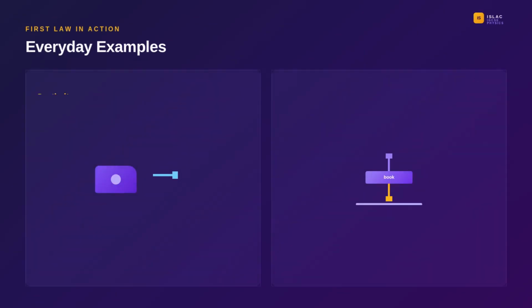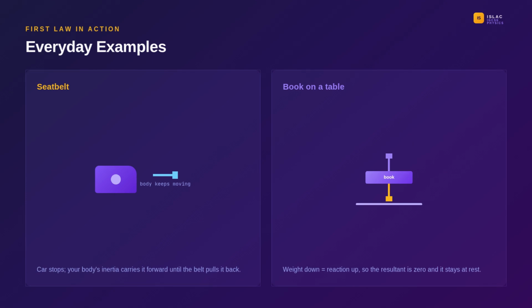Let's make the first law real. Think about a seatbelt. When a car stops suddenly, your body wants to carry on moving forwards at the same speed. That's inertia, and the seatbelt provides the backward force that stops you. Or a book resting on a table. Its weight is balanced by the table's reaction force, so the resultant is 0 and it stays put. Both are the first law in everyday life. No resultant force means no change in motion.